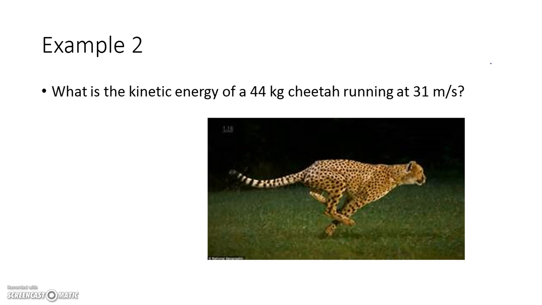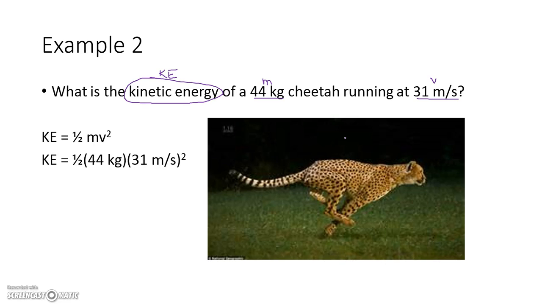Okay, so let's do a kinetic energy problem. All right, well, what is the kinetic energy of a 44 kilogram cheetah running at 31 meters per second? All right, so we're looking for kinetic energy, so we're going to circle that. Okay, we have 44 kilogram cheetah, so that's the mass, and it's running at 31 meters per second, so that's the velocity. All right, well, our equation for kinetic energy, 1/2 mv squared. We have our mass, we have our velocity.